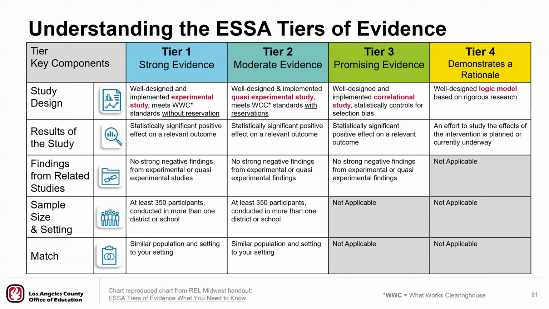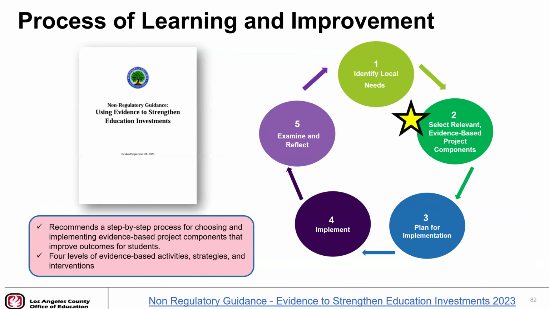Let's go on to the next slide. And so we also wanted to provide some guidance from the U.S. Department of Education that's included on the slide. This recommends a step-by-step process for choosing and implementing evidence-based activities, strategies, and interventions that improve outcomes for students and help LEAs, schools, and educational partners understand the 4 levels of evidence.